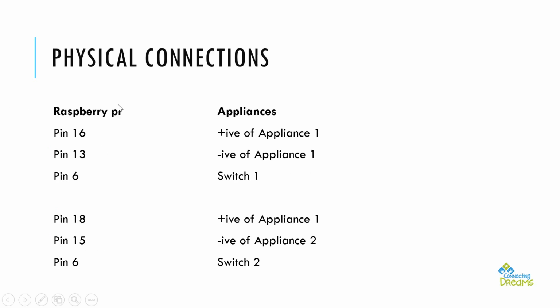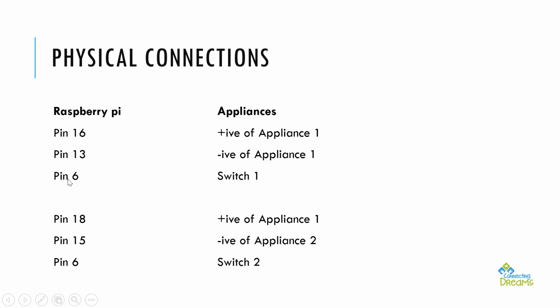Here we can observe the physical connectivity between the Raspberry Pi and the appliances. For demonstration purposes, instead of regular appliances, I have used normal LEDs, and in that case, the 16th pin of the Raspberry Pi is connected to the positive terminal of my LED, whereas the 13th pin is connected to the negative terminal of the LED.